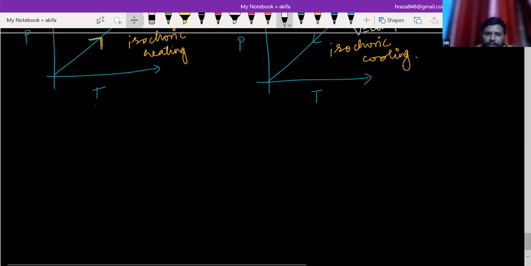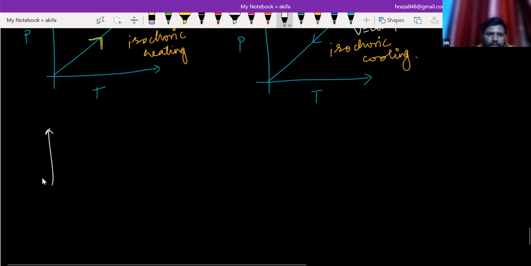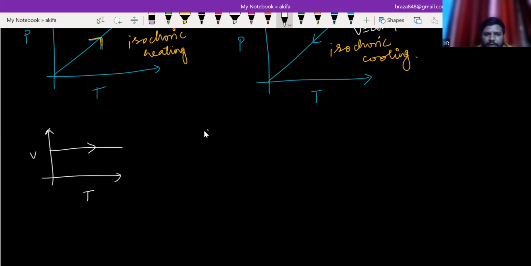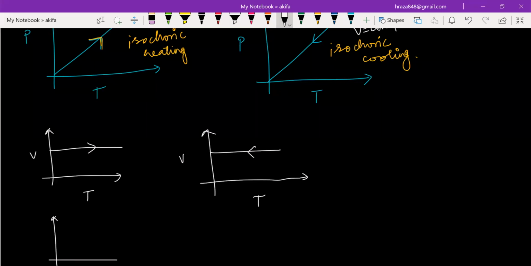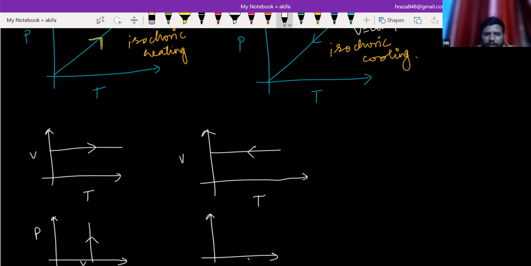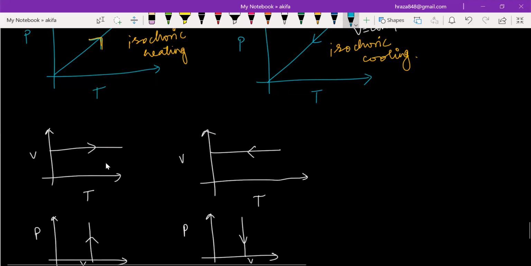We will have some more graphs on this. This is volume, this is T, temperature is constant, so it will be like this. Please name the graph, whether it will be heating or cooling. Can you name it? First one is heating, second one is cooling. You can recognize it by watching the graph, right? Yes.